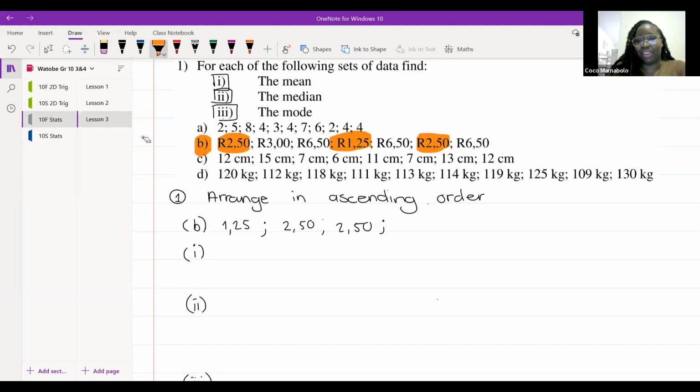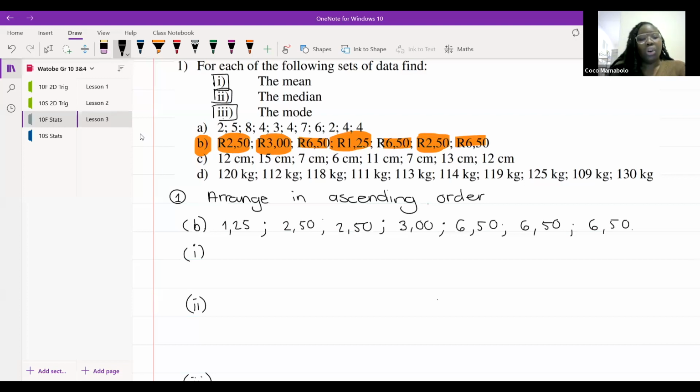2 Rand 50 and 2 Rand 50, and then 3 Rand. And then we've got 6 Rand 50, 6 Rand 50, 6 Rand 50. So we'll have 3 Rand. And then we'll have 6 Rand 50, 6 Rand 50, and 6 Rand 50.